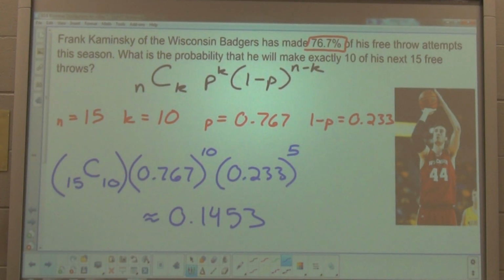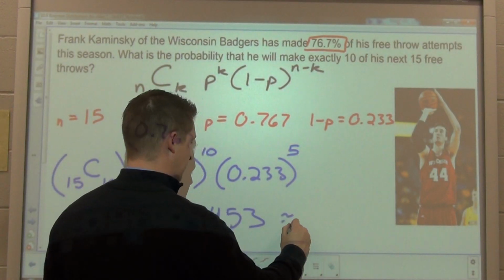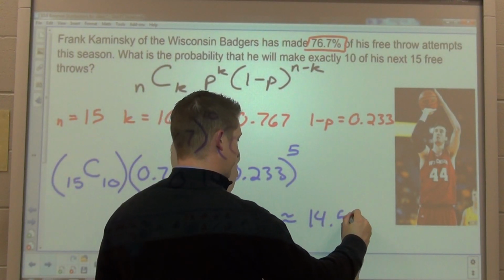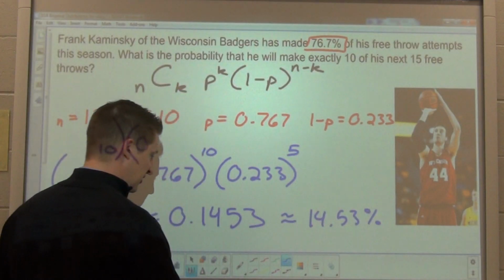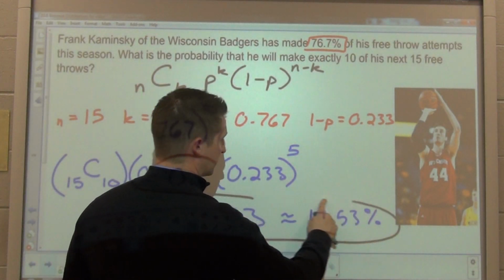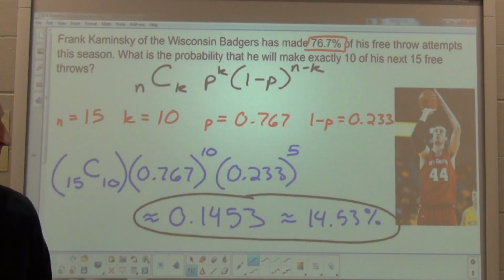If we evaluate this all as one large expression in our calculator at the same time, being careful with parentheses, especially around the combination at the beginning, you would end up with approximately 0.1453, which as a percentage is about 14.53%. Now, that's the probability that he makes 10 of the next 15. You might say, well, that's not very good. I want him to make 10.